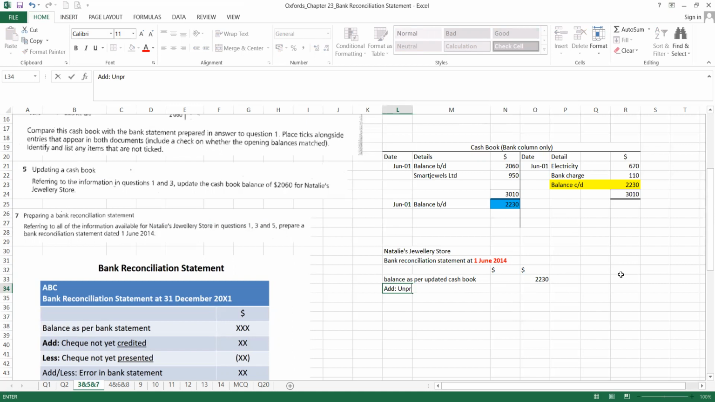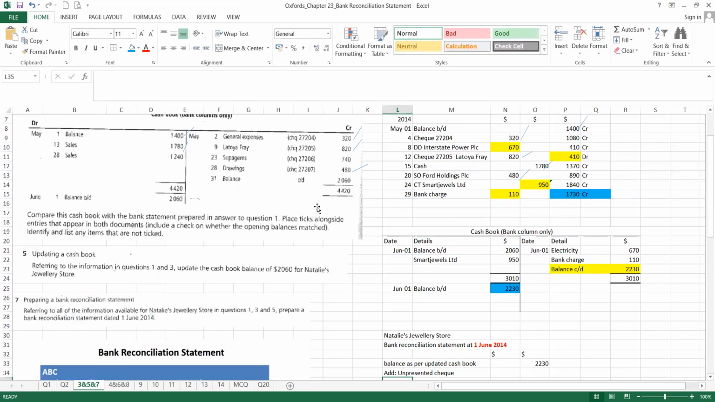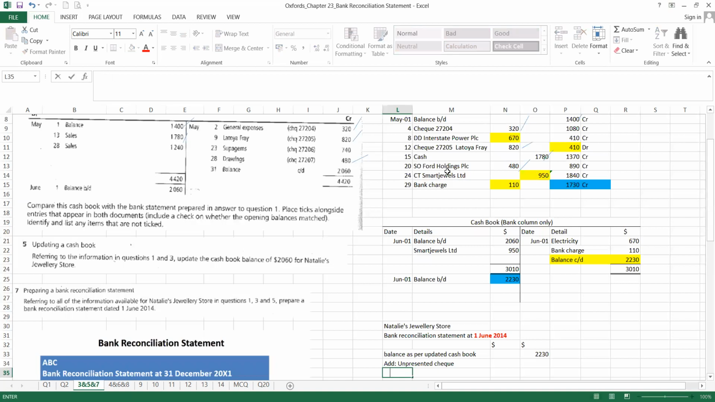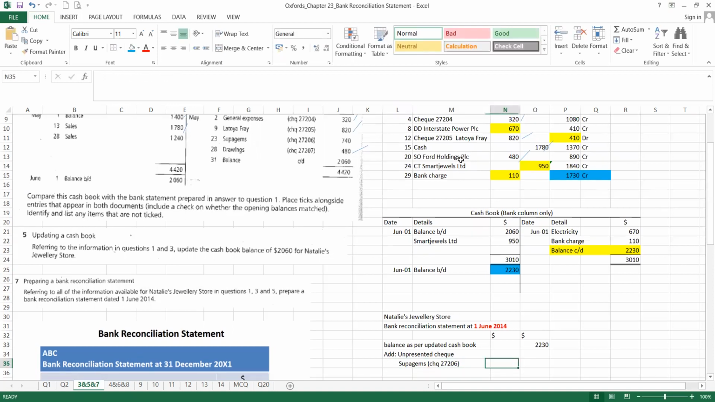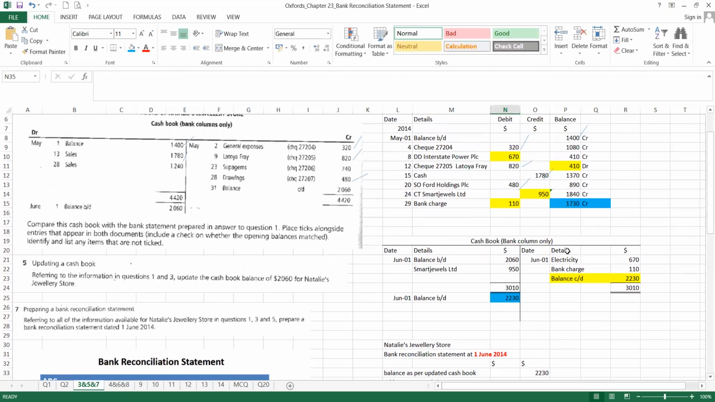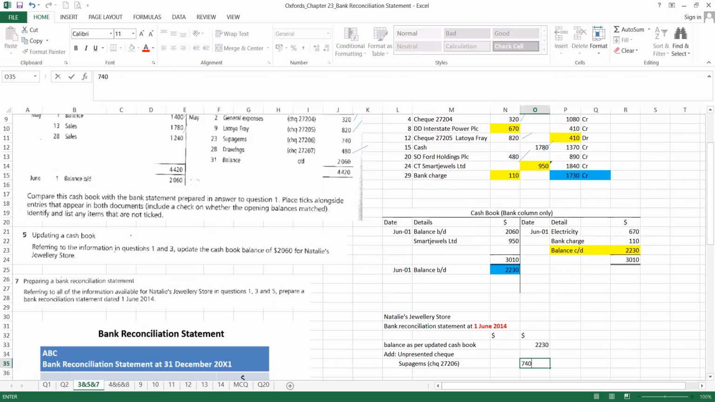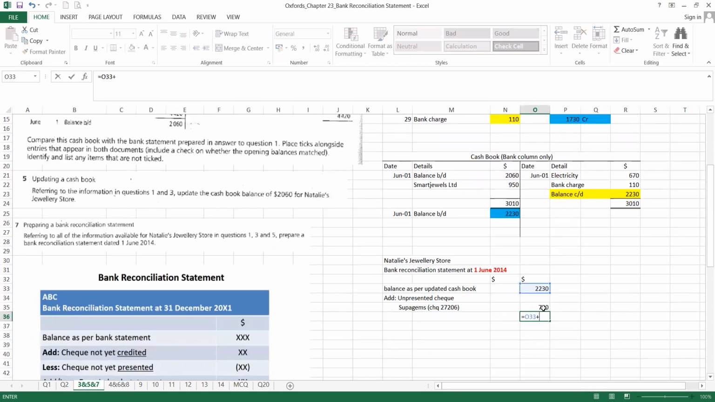Add unpresented check. What is the unpresented check? Look at the cash book. We have this one, Super Gym. Don't forget to put down the check number, 27260. Because it's only one item in this question, we put the amount straight into the second column. If you have more items, you put them into the first column. So we add these two first.